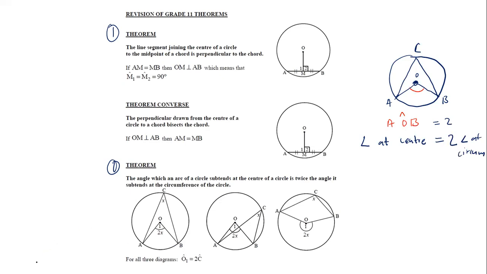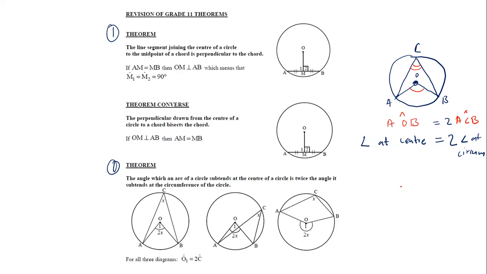But where is the angle at the circumference? This is the angle at the circumference. This angle over there. So what is the name of the angle at the circumference? It is angle ACB. This theorem states this, right? Angle at center is twice angle at the circumference.